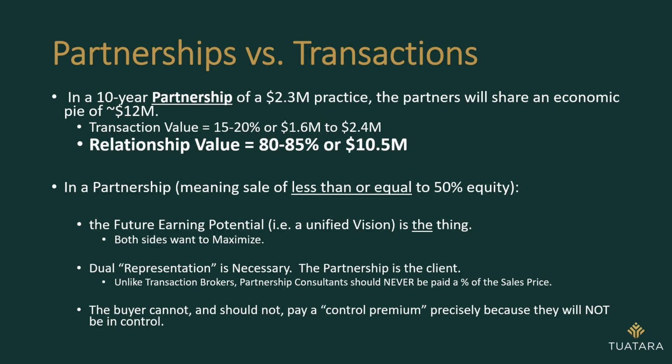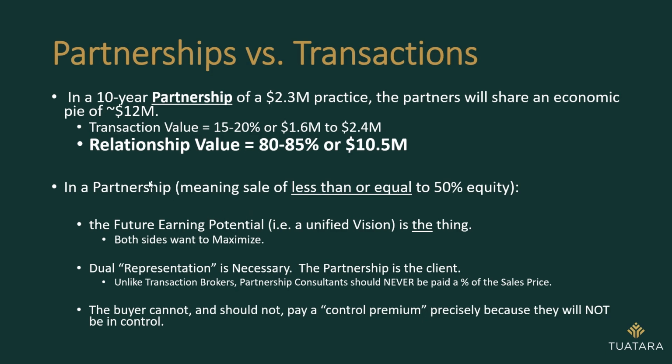Whether you're bringing a partner in at 25% or 50%, the senior doctor, the seller, is not relinquishing control to the junior partner. And more so, even if they're 50-50, the senior doctor has the inherent or the implicit control in the practice for some foreseeable time because they have the longer relationship with the staff and the vendors and the patients. So the buyer can't pay that control premium.